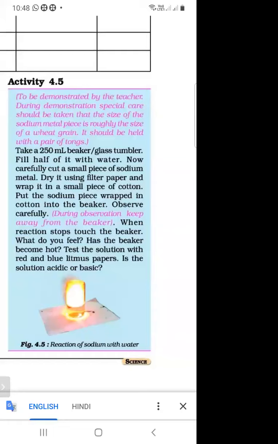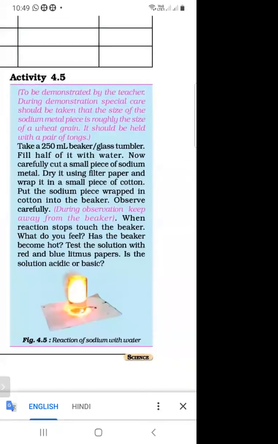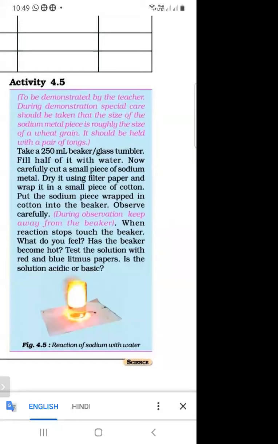Why do we put this sodium metal into a piece of cotton? Because when we take this sodium metal, it reacts with oxygen, and to avoid this reaction, we put the sodium metal into a piece of cotton so the reaction does not occur. Then we will put this cotton piece into the beaker.